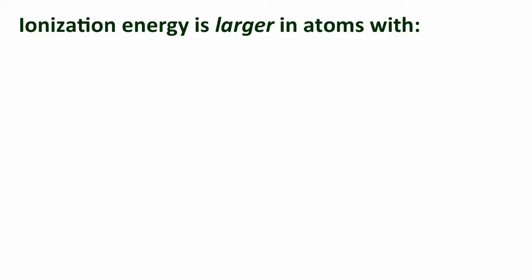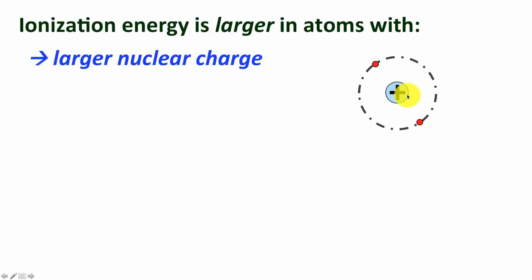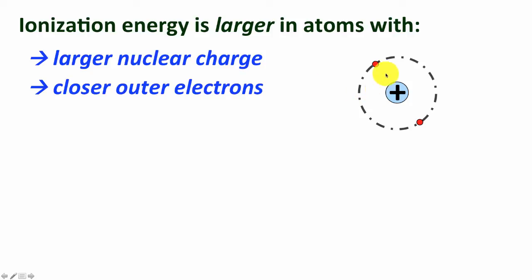So let's look at the factors that affect ionization energy. What's going to make ionization energy larger? Well, if the nucleus has a larger charge, that's going to pull on electrons more, with a larger attractive force, so larger nuclear charge tends to correspond to larger ionization energy. If the outer electrons are closer in, then the force of attraction between the positive nucleus and the negative electrons is larger. And if there's not much shielding between the nucleus and the electrons, that's going to make the ionization energy larger as well. And remember, large ionization energy means it takes more energy to remove an electron.